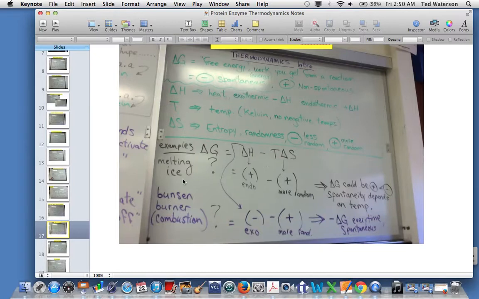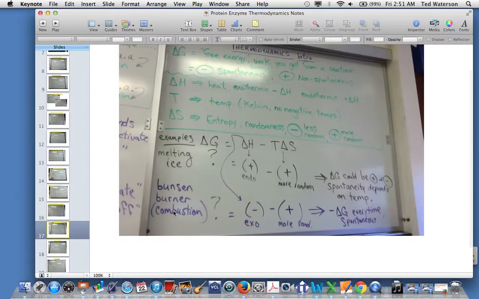And quite easily, melting ice at high temperatures, at big T's, you get a negative delta G and you are able to melt ice. Burning gas, combustion reactions, those are also spontaneous. They are exothermic. You make more gas, the particles start moving around more, they become more randomized, entropy increases. That is always a negative delta G.